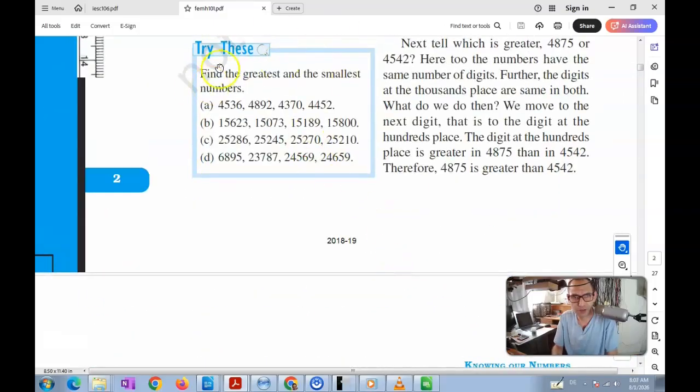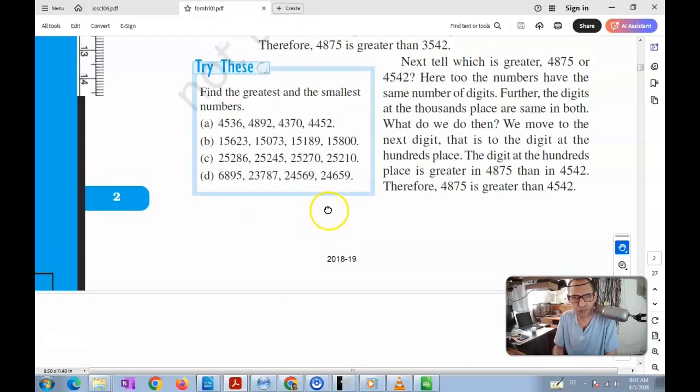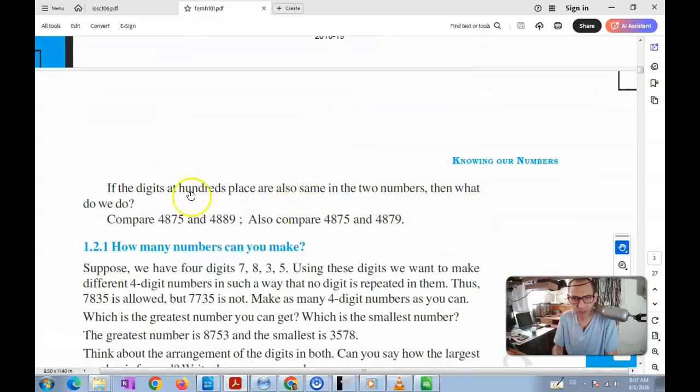Now we have a couple of exercises here. We will take a look at them later on.